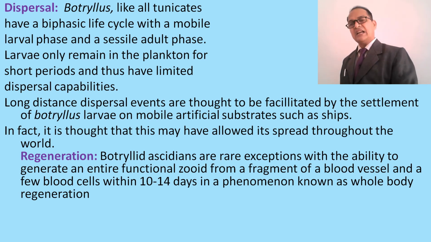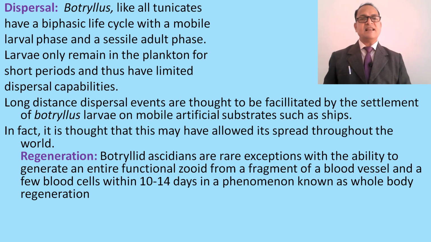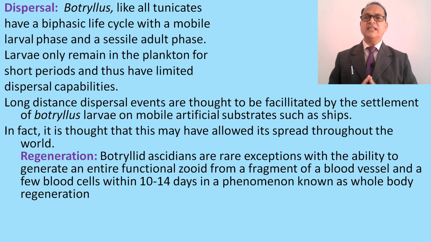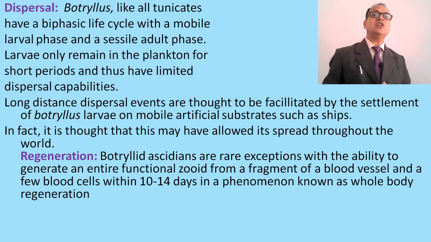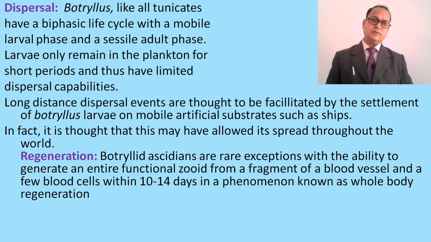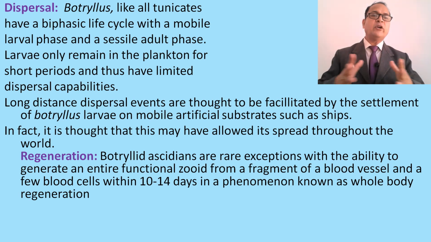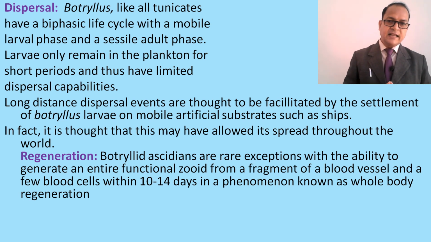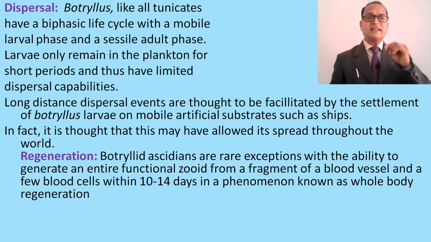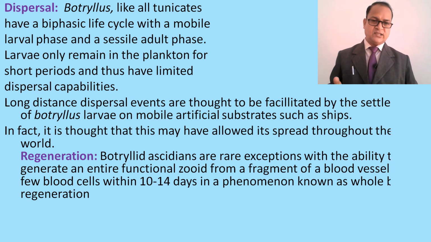And regeneration. The last one, regeneration, is a characteristic feature of Botrylus. Botryllid ascidians are rare exceptions with the ability to generate an entire functional zooid from only a fragment of blood vessel. Only one fragment of blood vessel with a few blood cells can regenerate the entire body of a Botryllid within 10 to 14 days, in a phenomenon known as whole body regeneration. This magnificent regenerative ability is found in Botrylus.